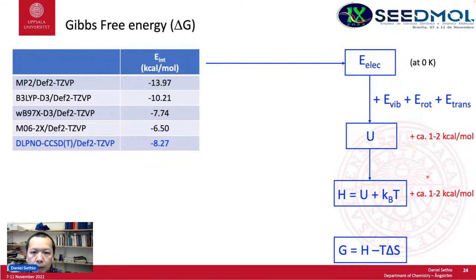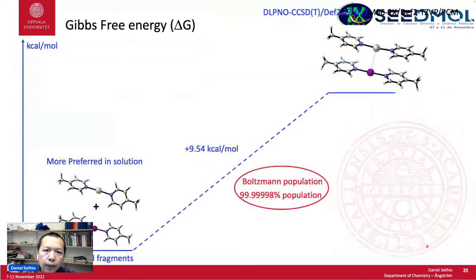And by including the thermal correction, it will further destabilize by 1 to 2 kcal per mole. And by including the entropy correction, it will destabilize by more or less 7 kcal per mole. So in total, the isolated complexes of silver and iodine complex are more preferred in solution compared to the dimer.